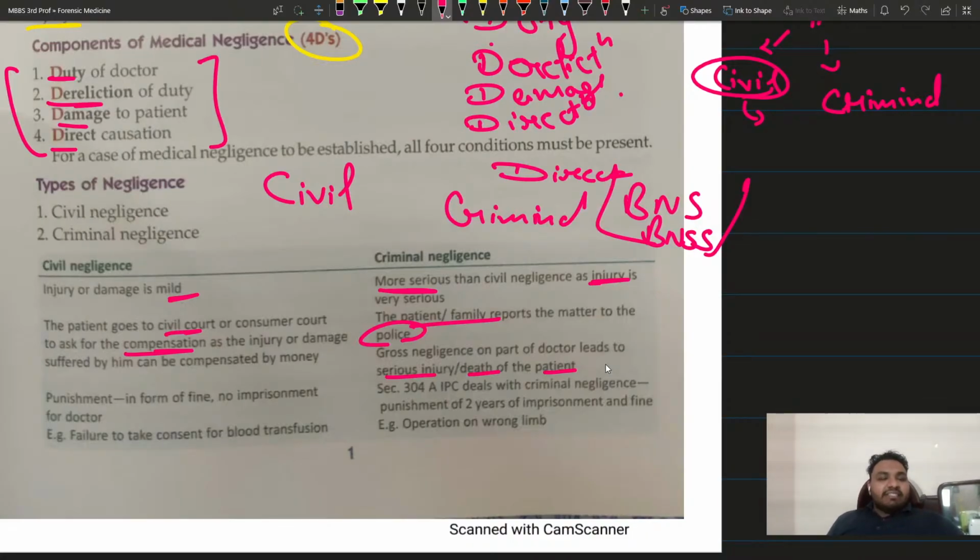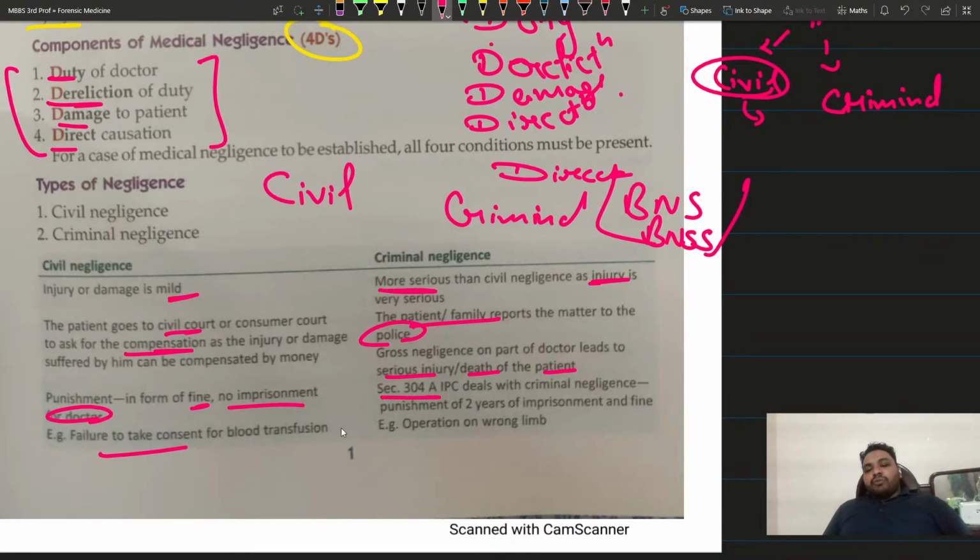So, with civil negligence, punishment can be in the form of a fine, with no imprisonment of the doctor. There will be no imprisonment. An example can be failure to take consent for the procedure. But now, coming to criminal negligence, what can be the consequences for criminal negligence?